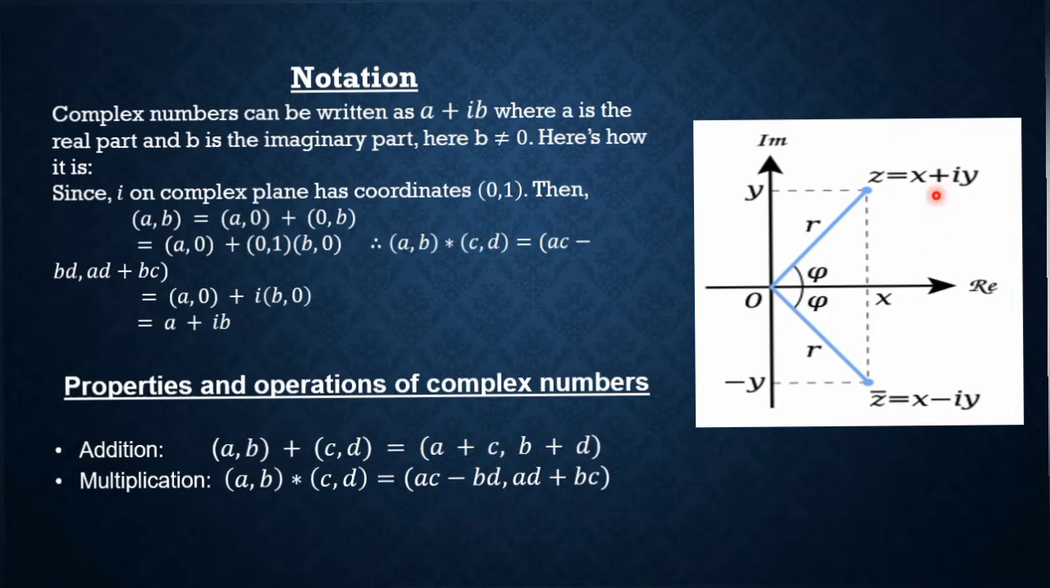Basically, the vertical axis is called the imaginary axis and the horizontal axis is the real axis. So let's move forward.